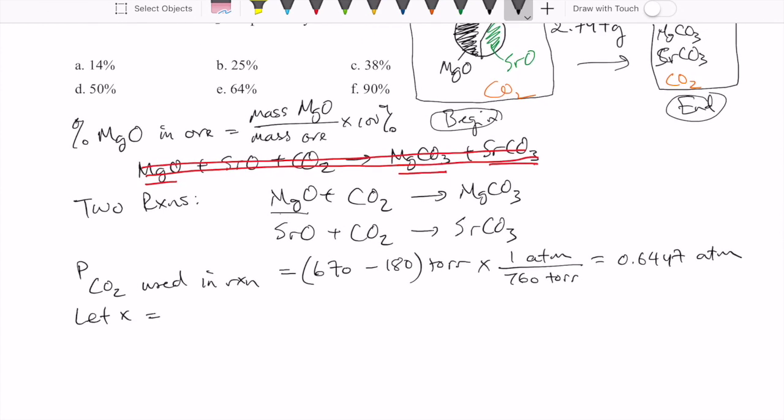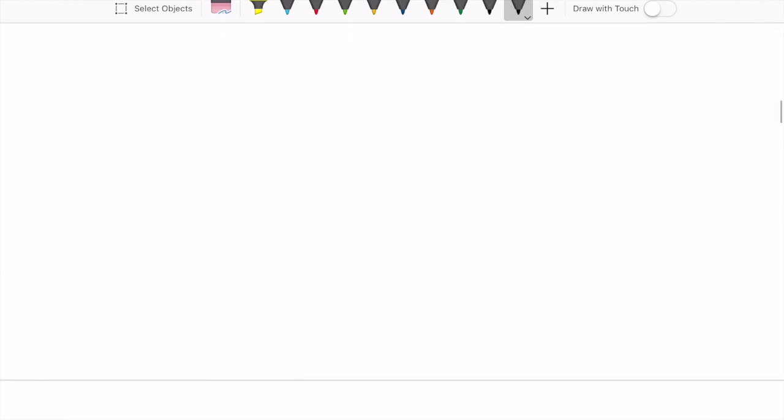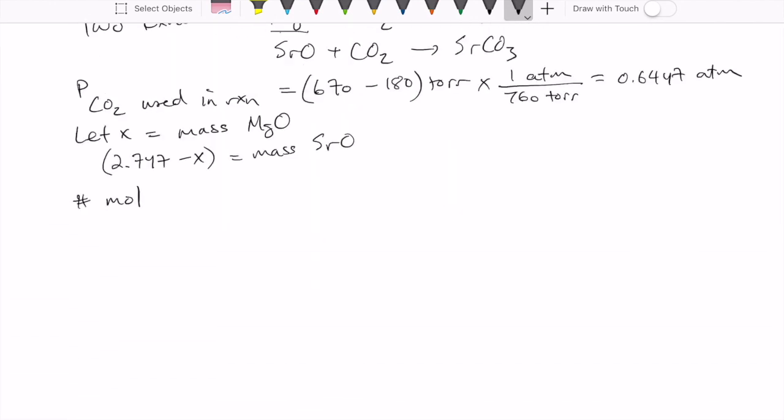So let X be the symbol for the mass of MgO, and then the total, which is 2.747 minus X, could be the symbol for the mass of the SrO. Now we can use those masses as a way to calculate the number of moles, right? Now, why do we need number of moles? Because we know that this oxide and the carbon dioxide react with each other, so we're going to have to get some number of moles calculation here.